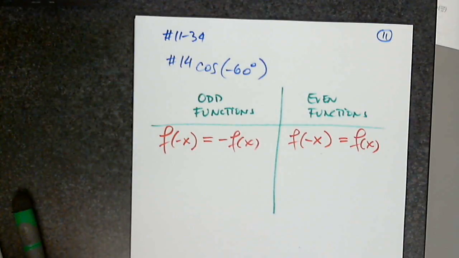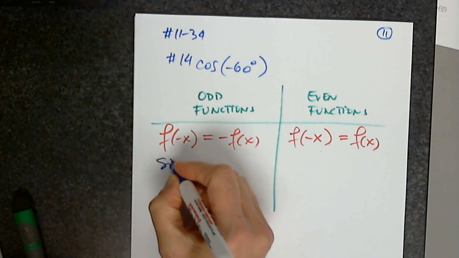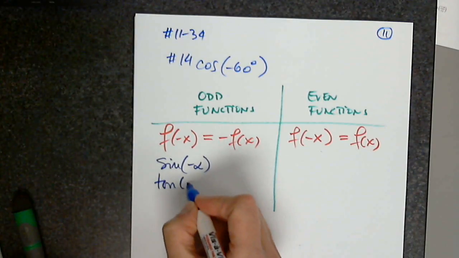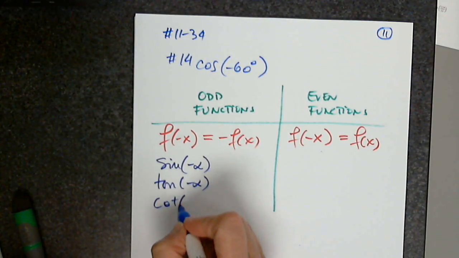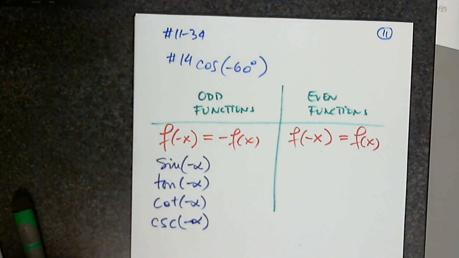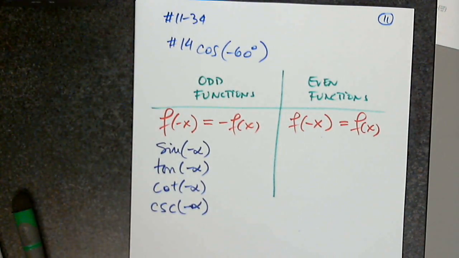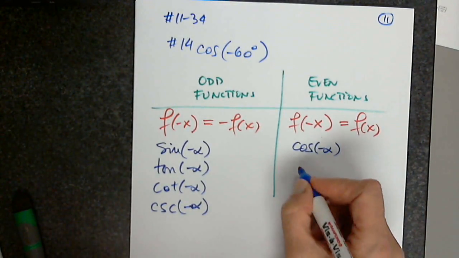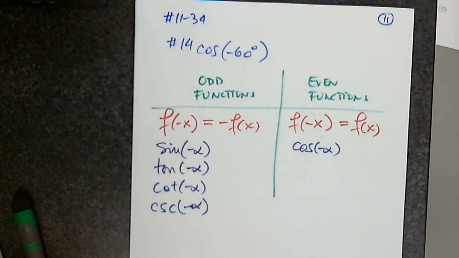So the odd functions are sine, tangent, cotangent, cosecant. Any trig function that has sine in it will be odd. What are the other functions that are even? Cosine. And the other function that has only cosine in it, what function is that? Very good.